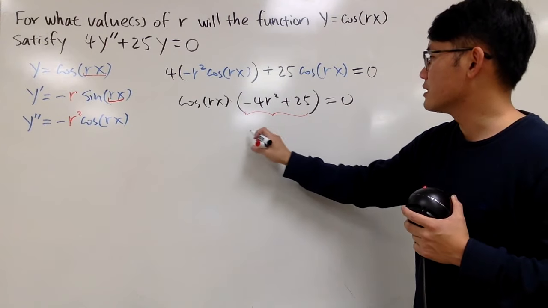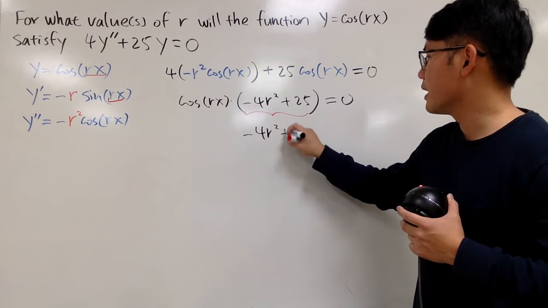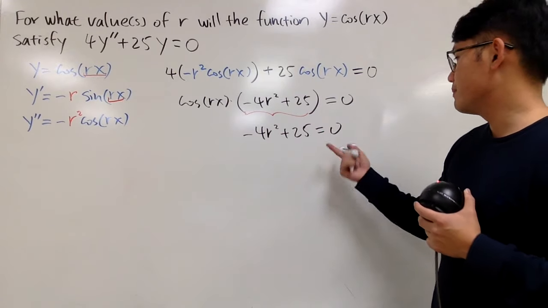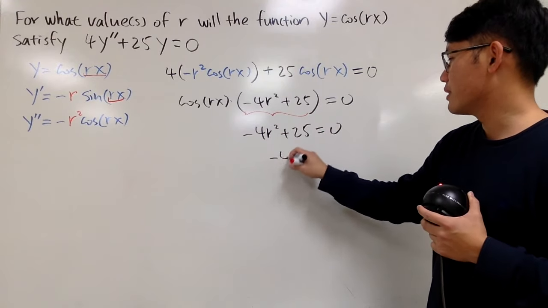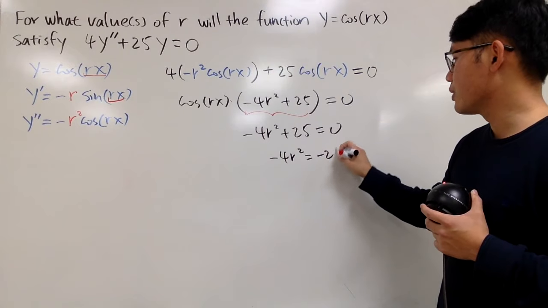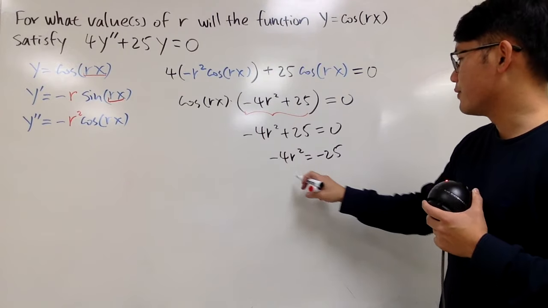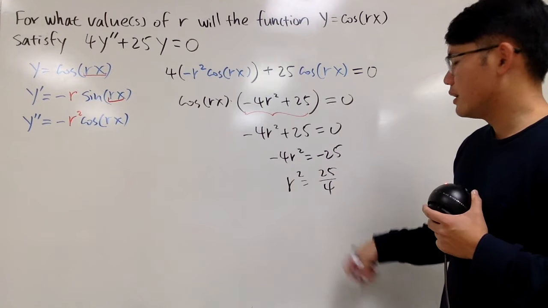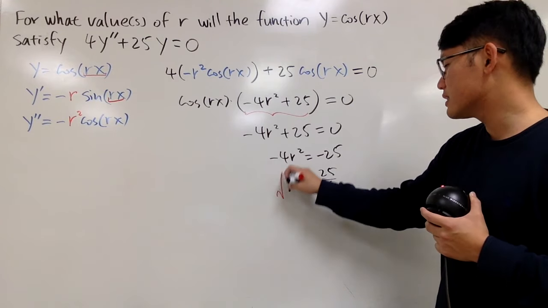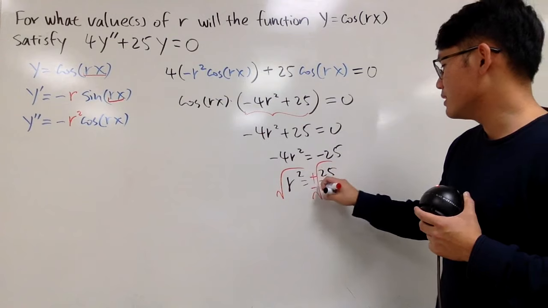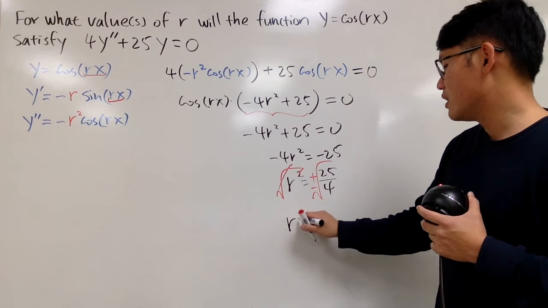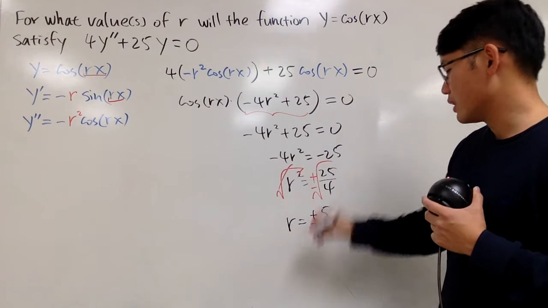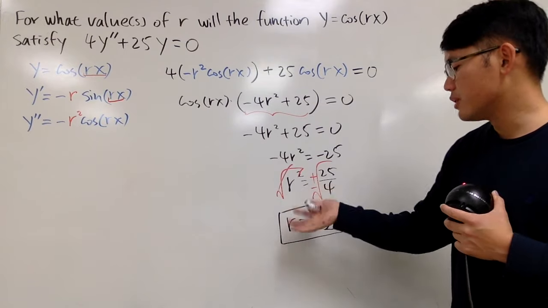You look at this as negative 4r squared plus 25 equals 0. Subtract 25 on both sides, giving negative 4r squared equals negative 25. Divide both sides by 4, r squared is equal to positive 25 over 4. Take the square root on both sides. Don't forget the plus or minus, and you get r equals plus or minus 5 over 2. And that's it for this little question.